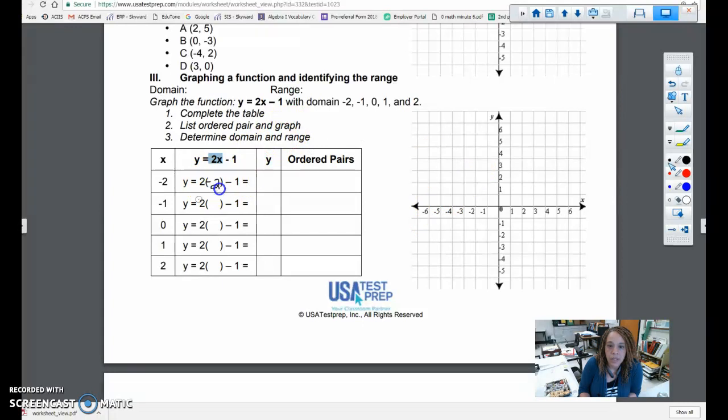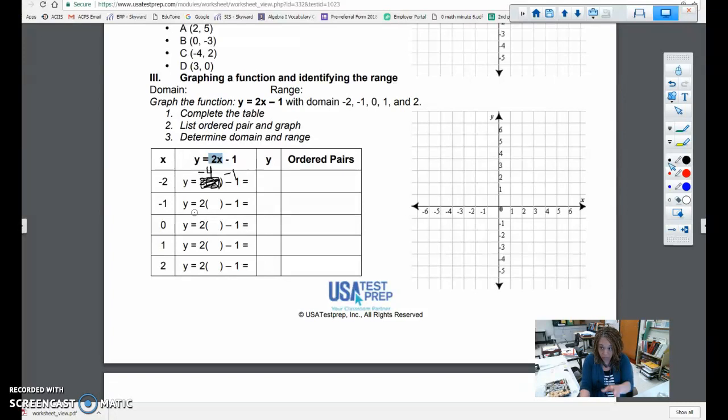All right, well, what is 2 times negative 2? It is negative 4. So the product of these is negative 4, and we still have to do a step called minus 1, so we have negative 4 minus 1.